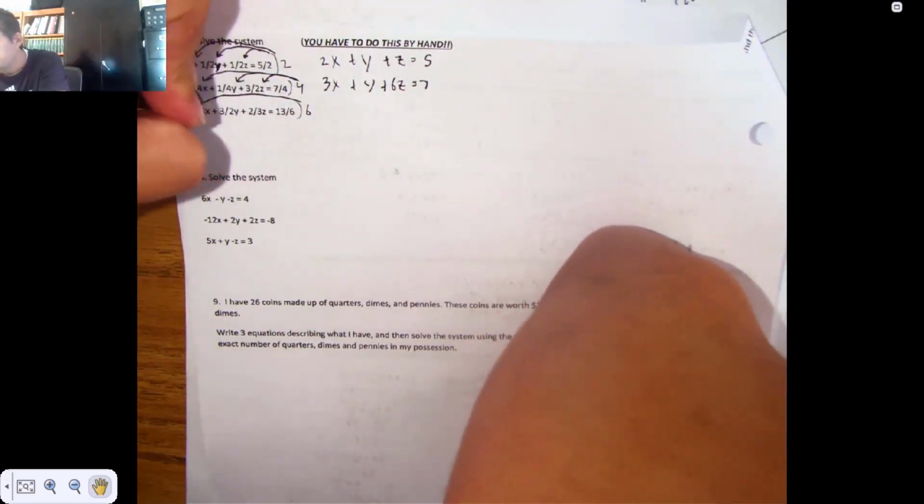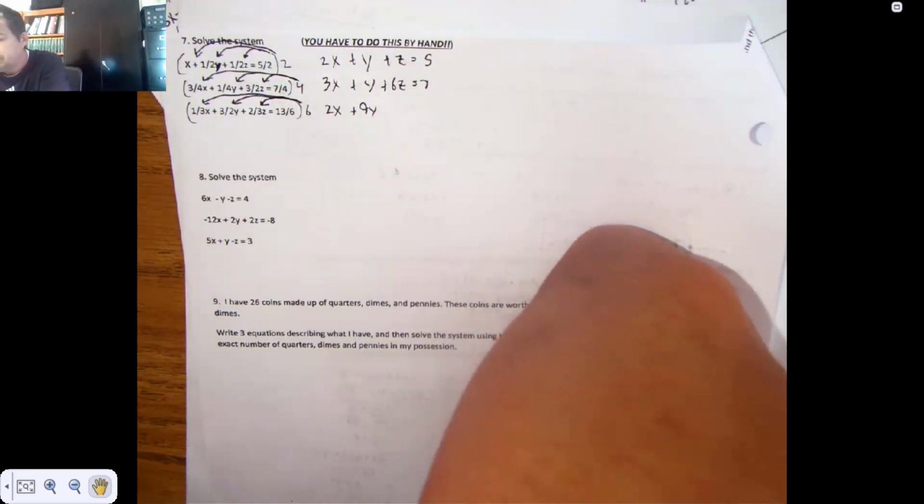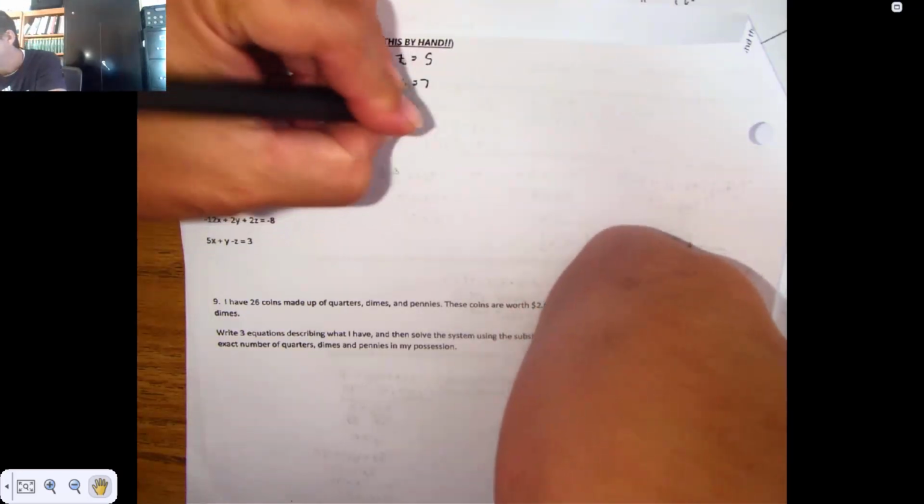When I multiply this guy, that's a 2x. When I multiply this guy, 3 over 2, 6 over 2 is 3, times 3 is 9, plus 9y, 2 over 3, 6 over 3 is 2, times 2 is 4, plus 4z is 13, because the 6's cancel there. So I took this and I made it really small, much easier to look at.